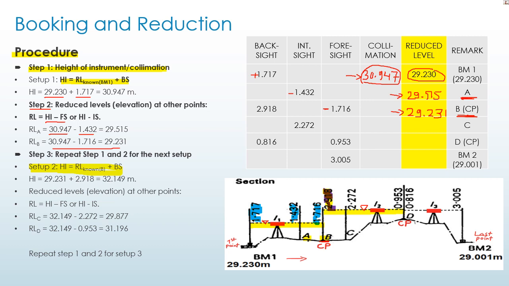So in the same line over here at point B, you calculate the height of collimation. So use the reduced level of point B, and we add the backside reading at point B. So you get the height of instrument at point B, 32.149.